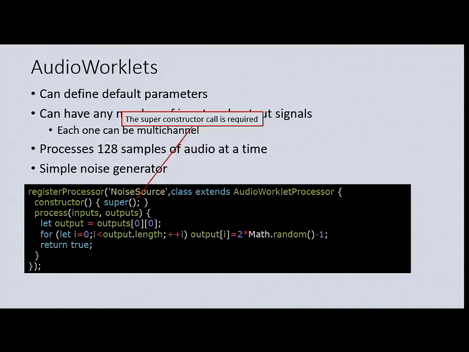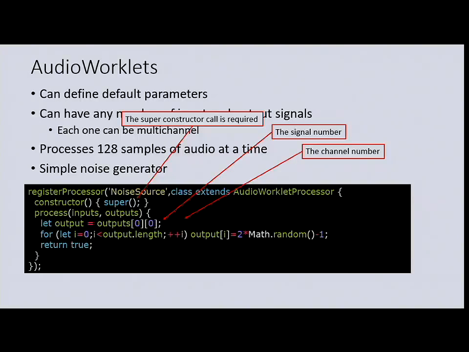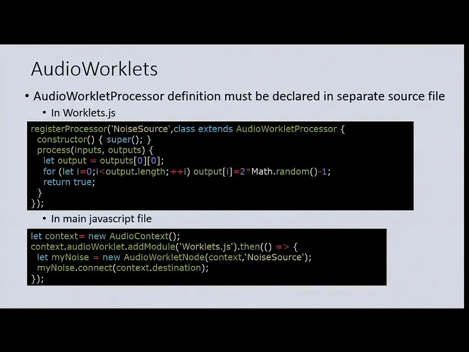So the superconstructor is just the way that these processors in JavaScript work. They require the superconstructor in there. It's not really used for anything in standard worklets. Here we've referred to the signal and the channel. So the arrows are a little bit offset, but the signal and the channel for that signal. And the processor itself must return true, or else it kills it and it's not doing anything at the end. So that's the basic code for creating the audio worklet.